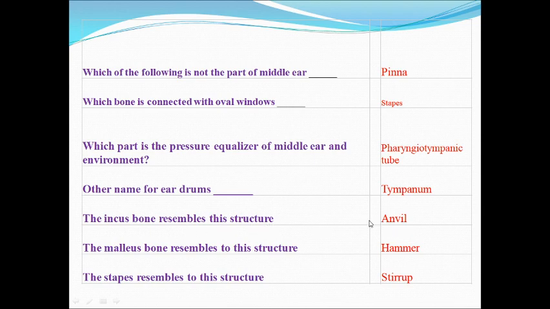Please, you have to remember this one. The malleus bone resembles this structure. Hammer means a hammer-shaped small bone present in the middle ear, that is referred to as malleus. As it looks like a hammer shape, it is referred to as hammer. The stapes resembles this structure and is referred to as stirrup. Stapes is the bone in the middle ear of humans and other organisms, which is involved in the conduction of sound vibration to the inner ear. Stirrup is responsible for the conduction of sound vibration to the inner ear.